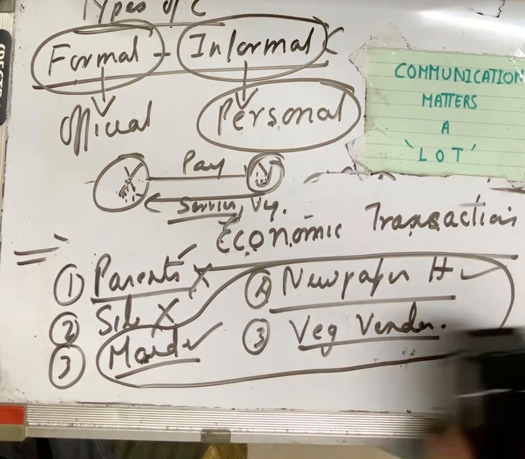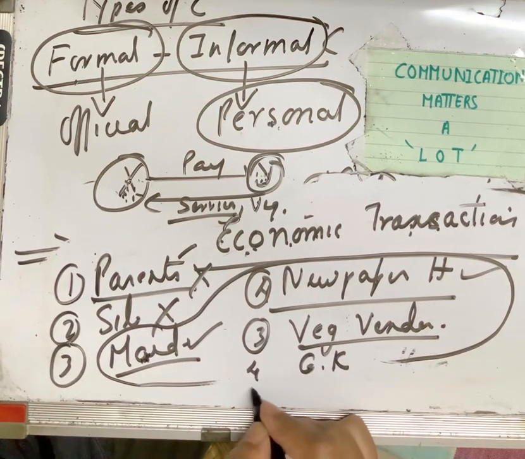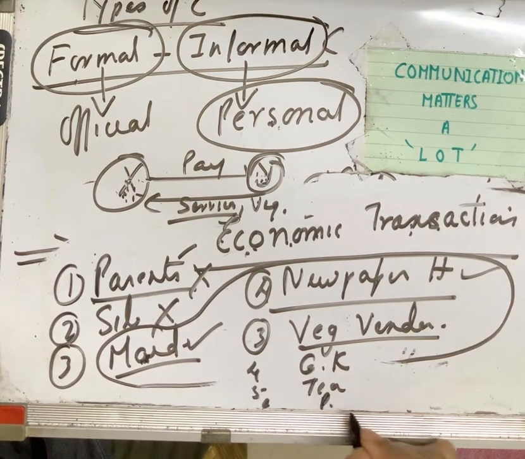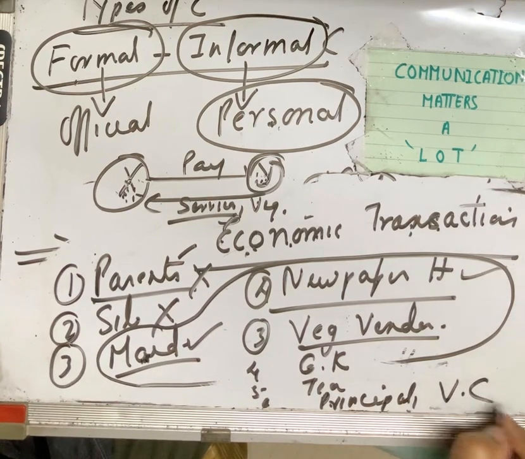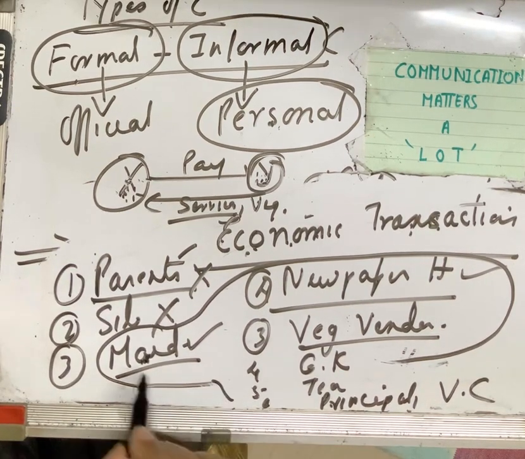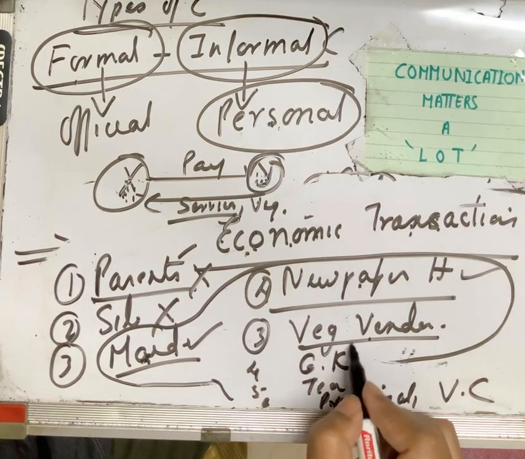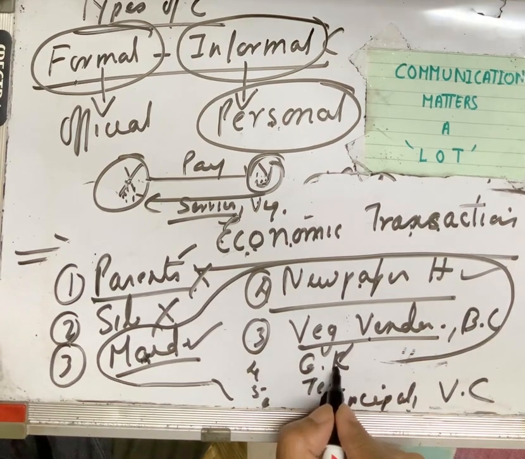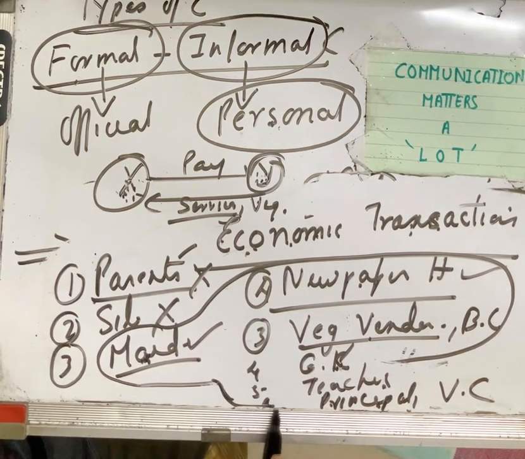And then you go to, say, college. You have your gatekeeper, you have your teachers, you have your principal, and you have your vice chancellor. So what starts with the maid, the newspaper hawker, the vegetable vendor, maybe your bus conductor, your gatekeeper, your teacher, your principal, and your VC, vice chancellor.